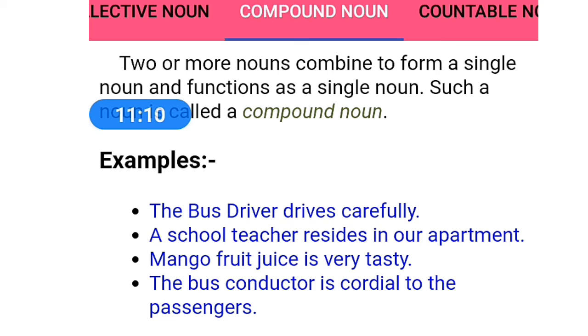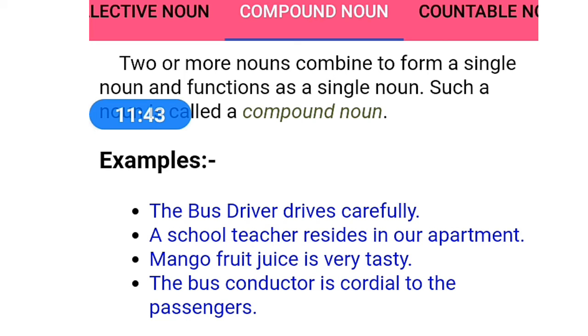What are compound nouns? There is a very simple thing about the compound noun. Two or more nouns combined together to form a single noun, functioning as a single noun. Such nouns are called compound nouns. Now you know what a noun is. A noun is a name. When two names combine together and become one name, that is called a compound noun. We have some examples by which we can understand it better.